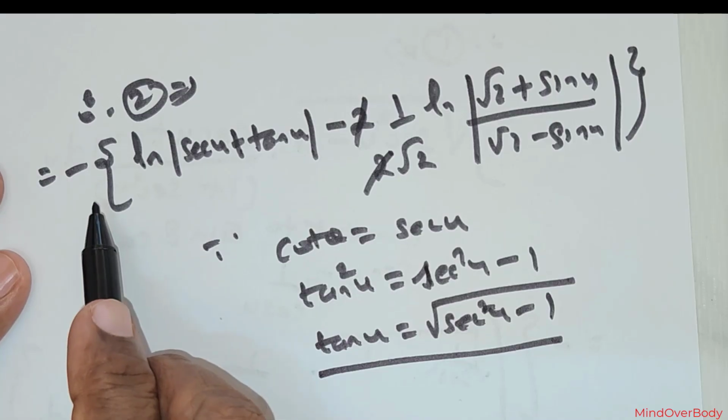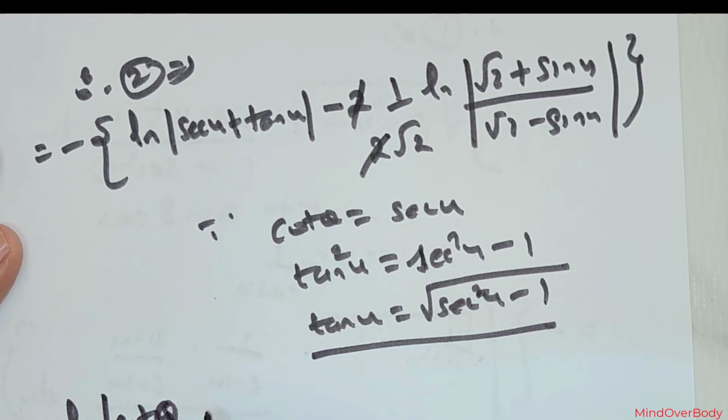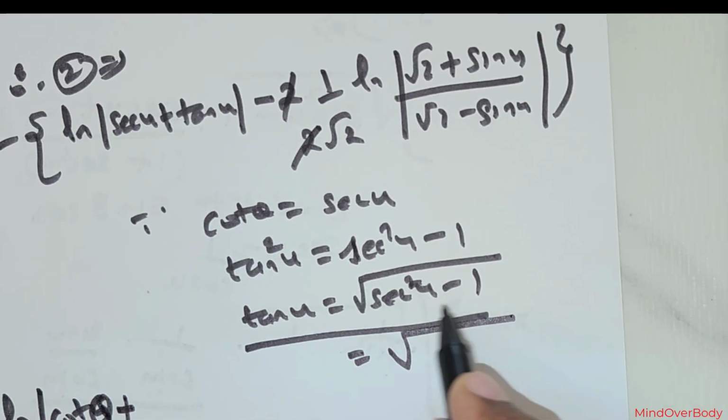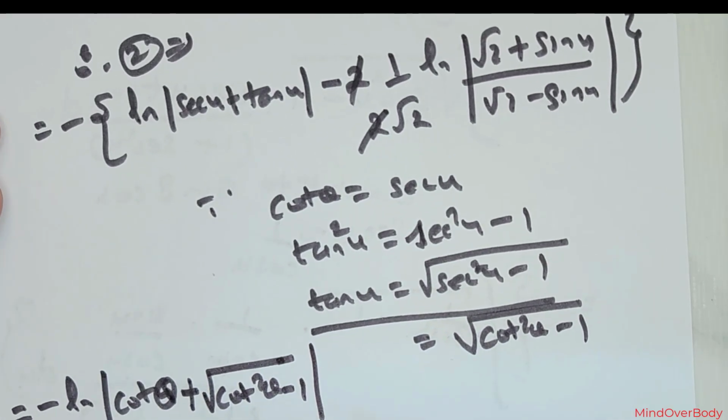So I'm going to distribute this negative sign. So it's going to be negative ln|sec u + ...|: sec u is cot θ, plus this is rewritten as root of sec² u - 1, where sec u is cot θ. So this will be root of cot² θ - 1. So that is for the first part.